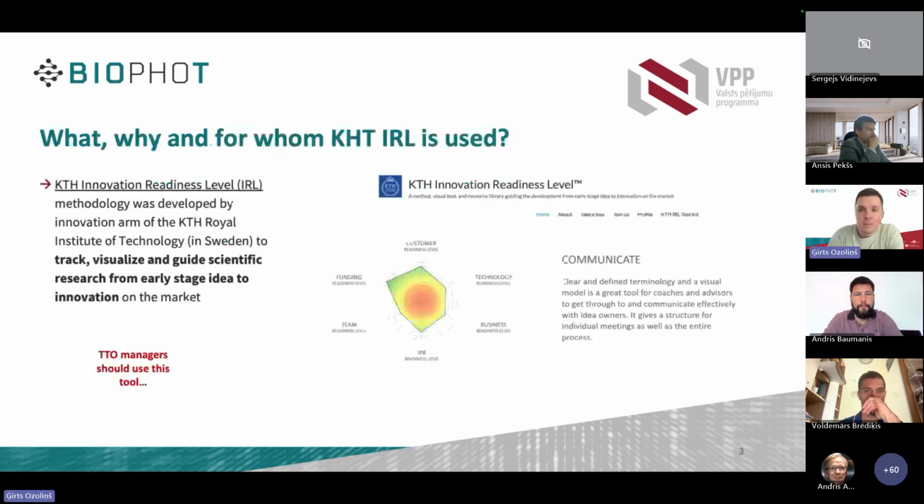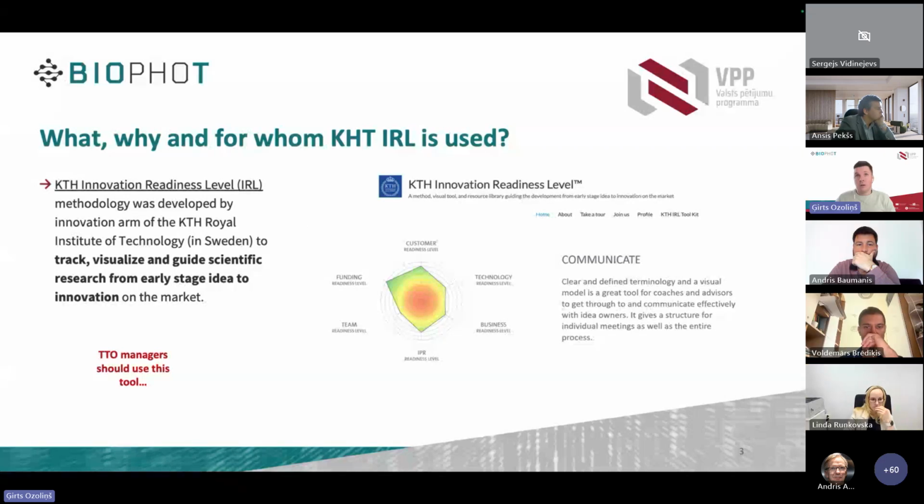Okay, so without further ado, let's jump into the methodology. This comes from Sweden. It was developed at the Royal Institute of Technology in Sweden for their technology transfer office called KTH Innovation, who had a problem: they have these research projects and they wanted a very simple method to track, visualize, and guide their scientific research teams from a very early stage into innovation on the market.